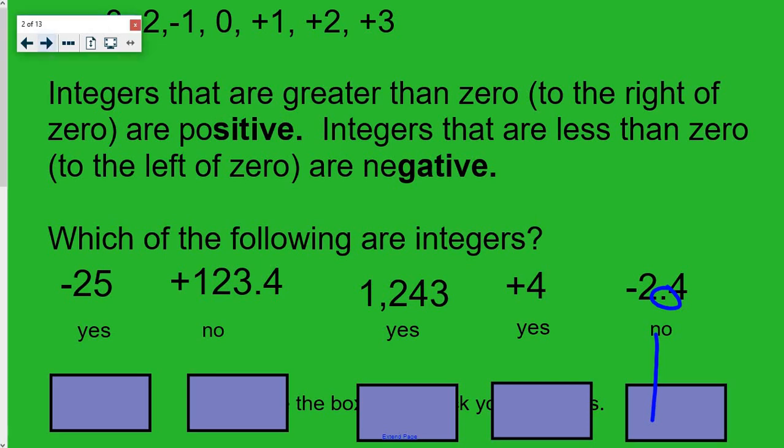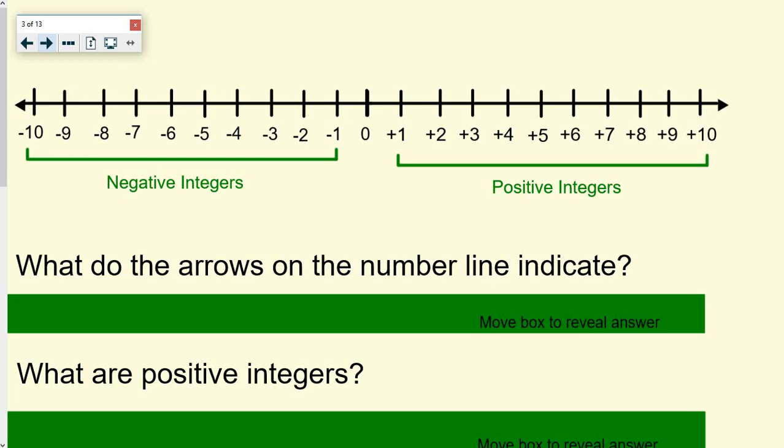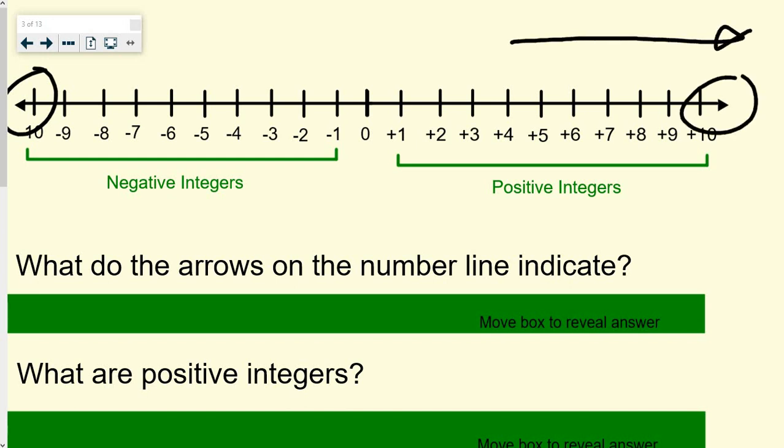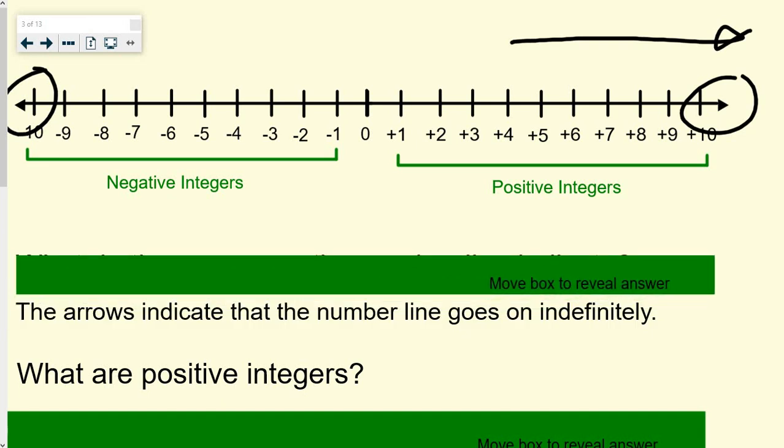So next slide. We've got a lot, so I'm going to try to go through it a little bit faster. What do the arrows on the number line indicate? These arrows mean that these numbers go on until infinity. So it goes on indefinitely. So what are positive integers?